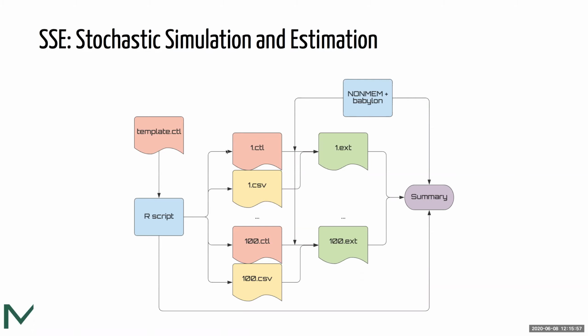So we can create our template datasets and control streams, run the NONMEM models, and then also use RBabylon to collect the results together and summarize the distributions. There are tools available out there to do that, things like SSE in PSN, but I'm just doing this all in one R script since I'm doing my PopED in there as well.